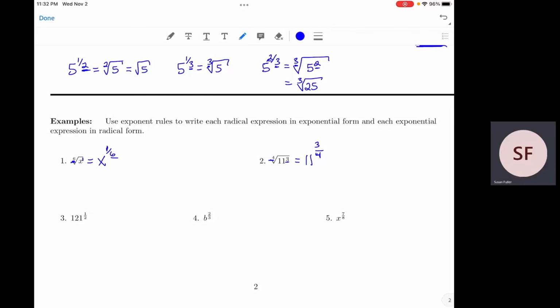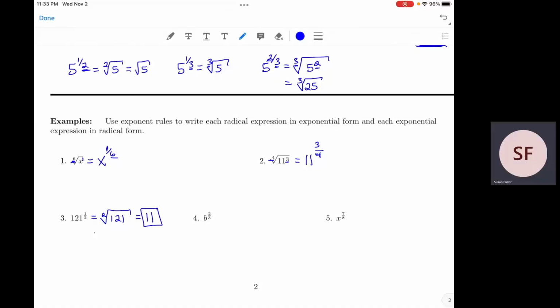Now, what if I wanted to go the opposite direction? If I started with a fractional exponent and I wanted to go to a root? Well, 121 to the 1/2 power. I want to write this as a root. Well, the number on the bottom here, that's going to go in my index of the root. So I'm going to have the second root of 121 to the first power. So this is, because I have an index of 2, the square root. The square root of 121, if you remember from a long time ago, that's just 11.